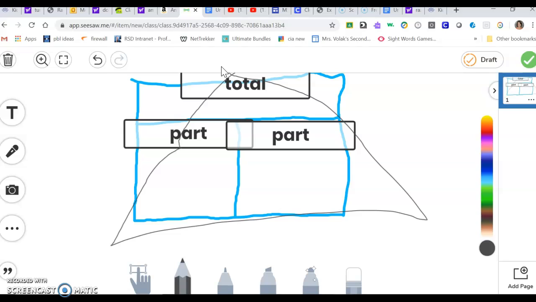Remember, you could also see just the total in one corner. If you see just the total in one corner, what should you do? You should subtract.